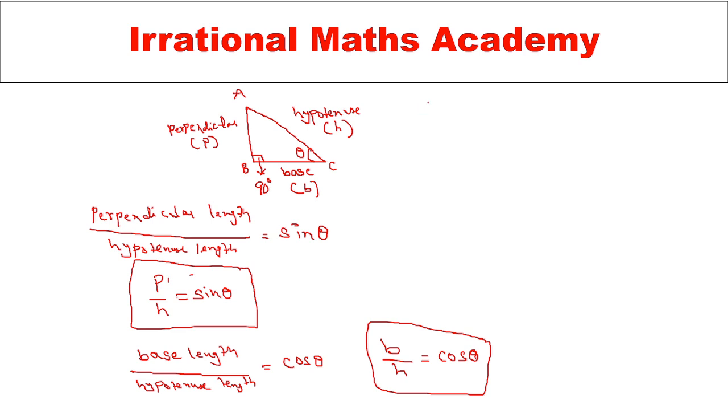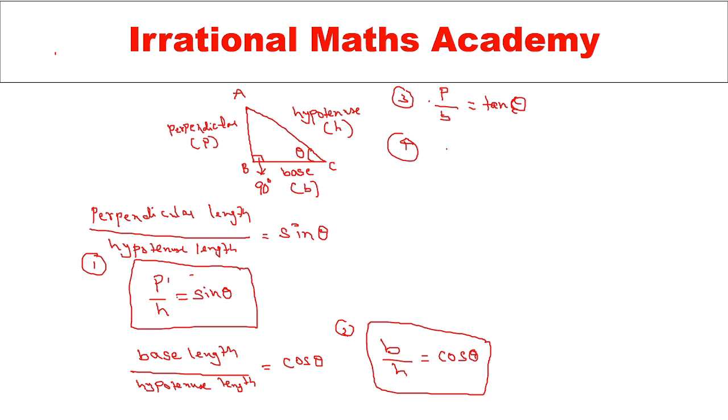Now, similarly, one more ratio. First is perpendicular length by hypotenuse length, this ratio we call sine theta. Second one is base length by hypotenuse length, we call it cos theta. Total we have 6 ratios. The third ratio is perpendicular length by base length. This ratio we call tan theta. Next, we got 3, right? These are the first three important ratios.